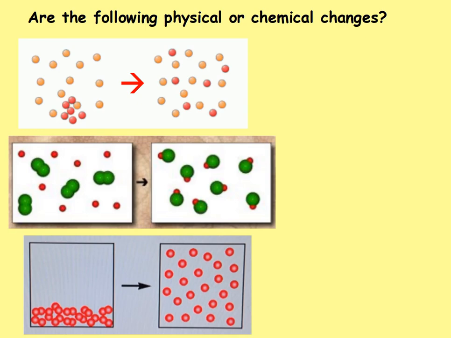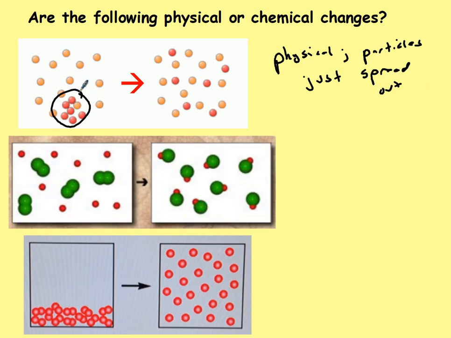Looking at these particulate diagrams, figure out if a physical change or chemical change occurred. Restart when you have your answers for those three. So for the first one, it should be physical because the particles just spread out. So here they were kind of bunched together, and now the red ones are all spread out.